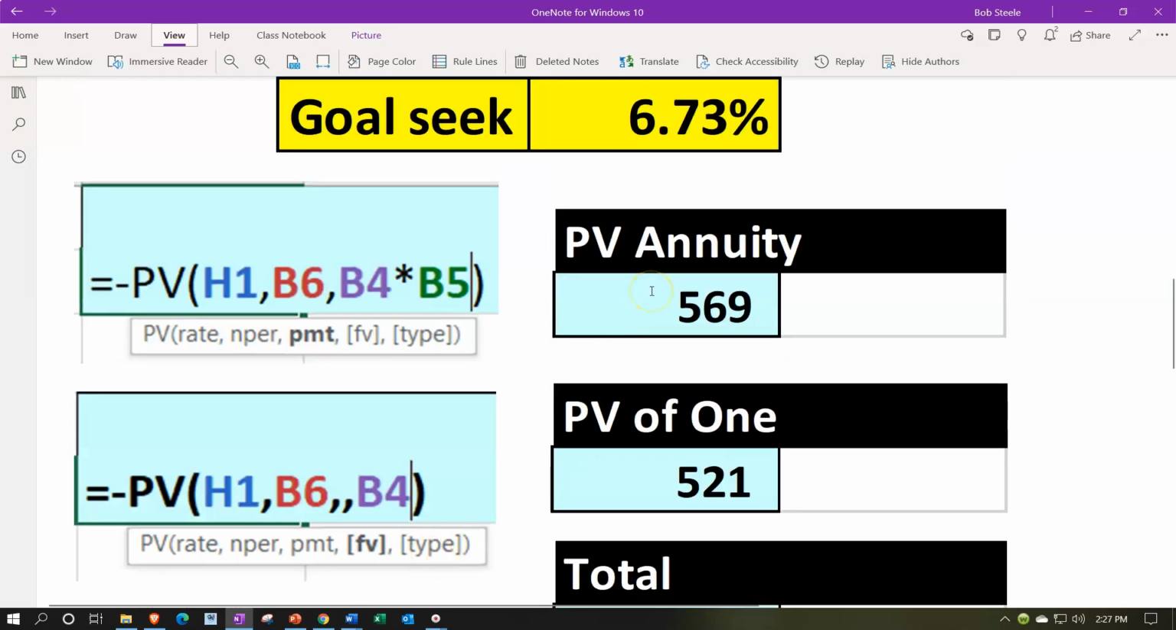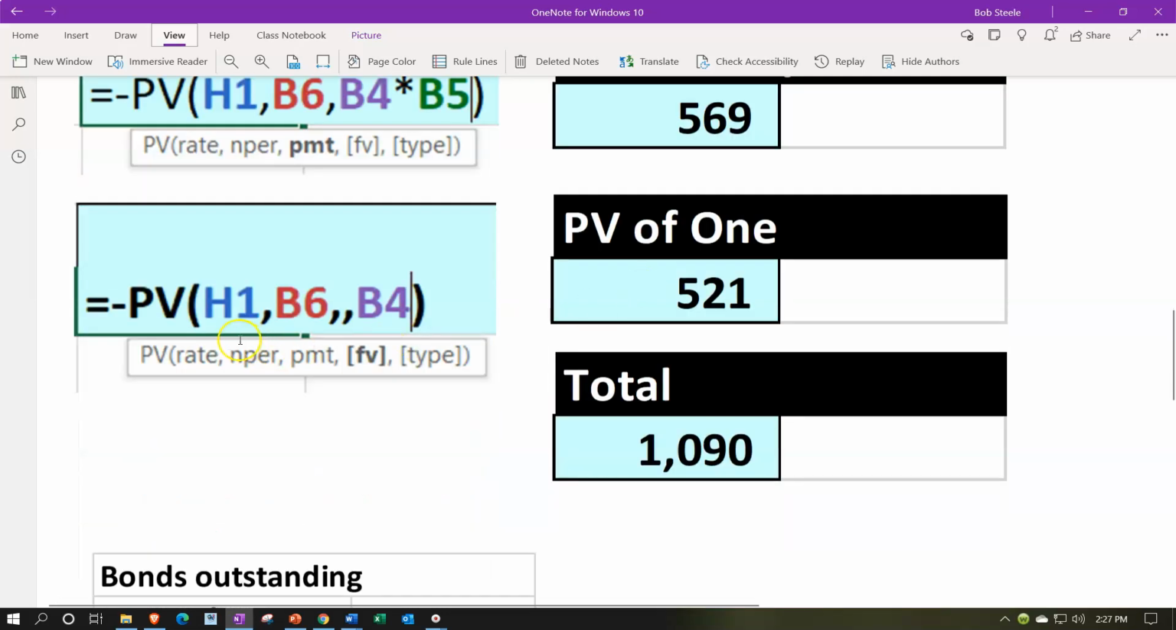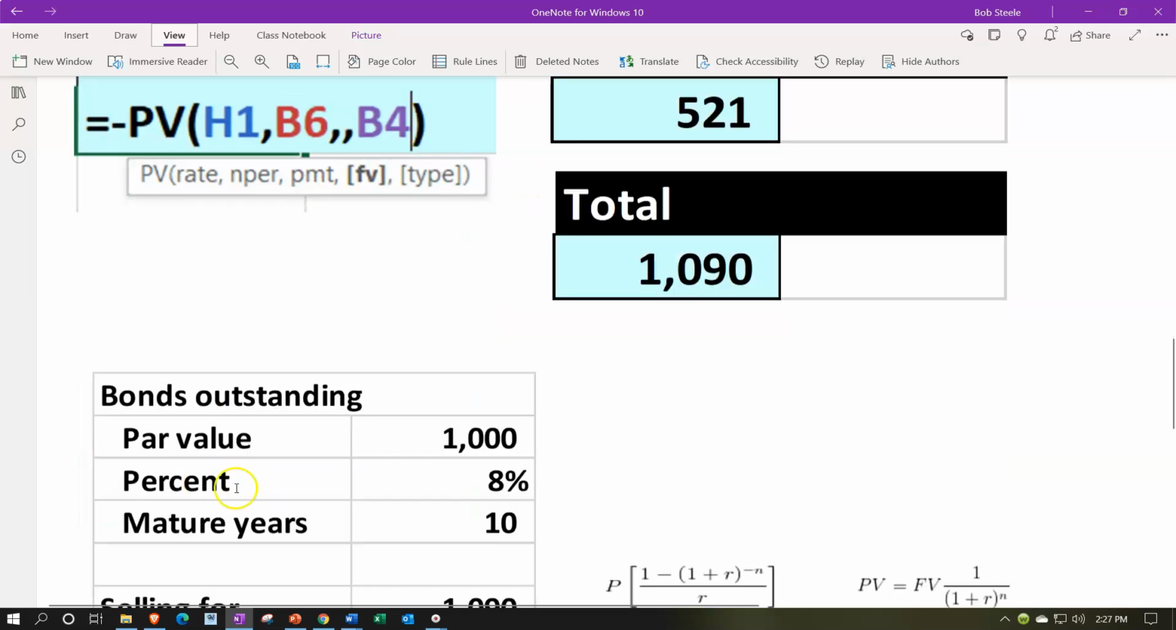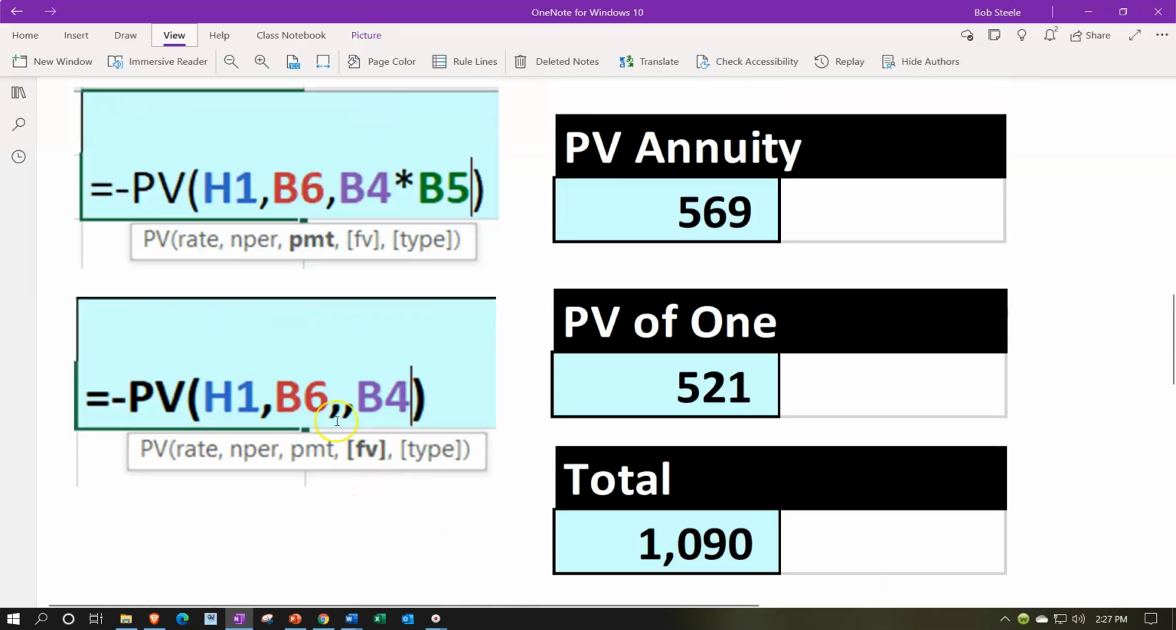We now have the annuity at the 569, and then if we present value the 1,000, present value of 1, we've got the rate, once again, the 6.73 now, comma, number of periods would be 10, comma, comma, because now we're present value 1, the future value would be that 1,000. That would be the 521. Adding those together gives us the 1,090.